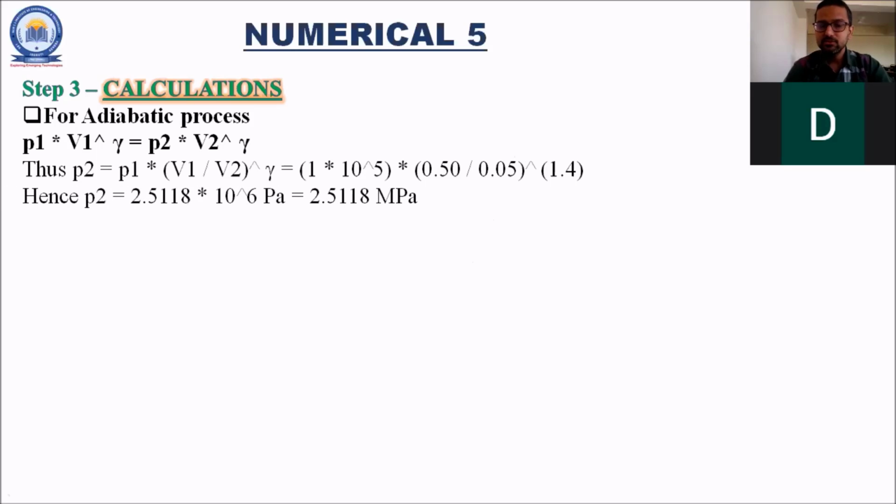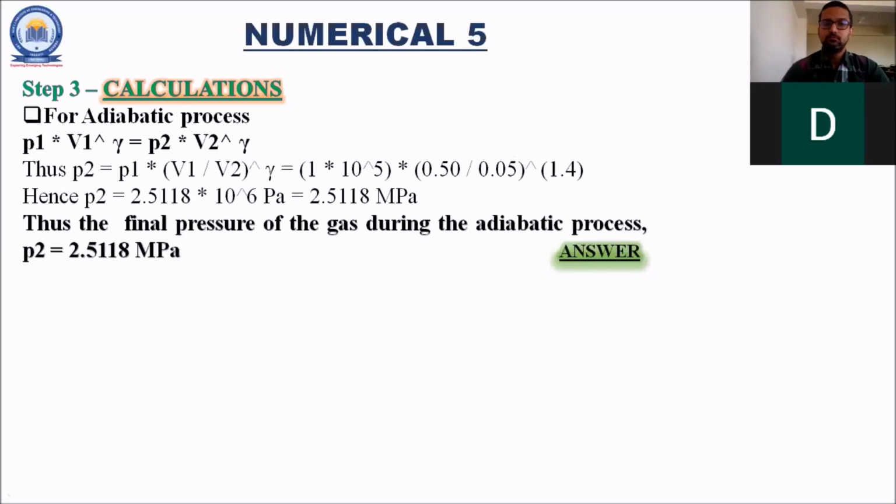Calculating all these values, we are getting the answer, that is P2 is equal to 2.5118 into 10 raised to power 6 Pascal. So 10 raised to 6 Pascal can be converted into megapascal. So the final answer of this numerical, that is the final pressure of the gas during the adiabatic process, that is P2 is equal to 2.5118 megapascal.